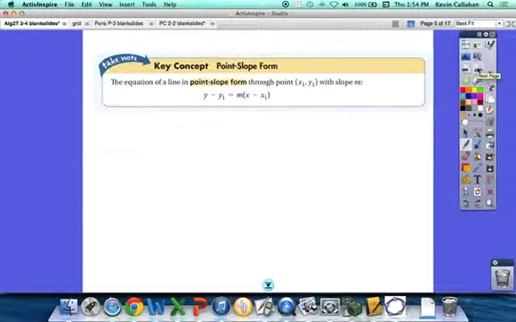Right, that's the point slope form. As the name implies, what do you need to use the point slope form of a line? A point and the slope, right? As long as you've got those 2 things, one point and the slope, then you can use the point slope form of the line. The point in this equation is the x1, y1. That's the point part of it. And the m, as always, is the slope.